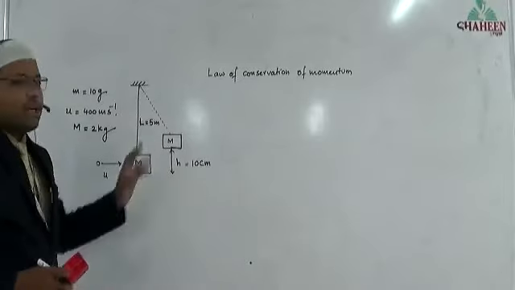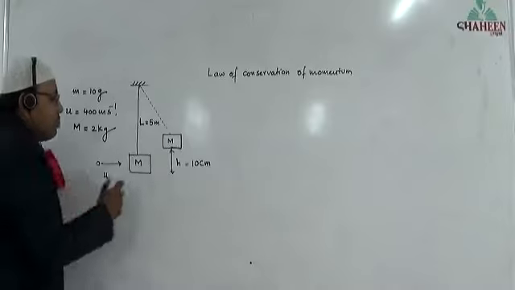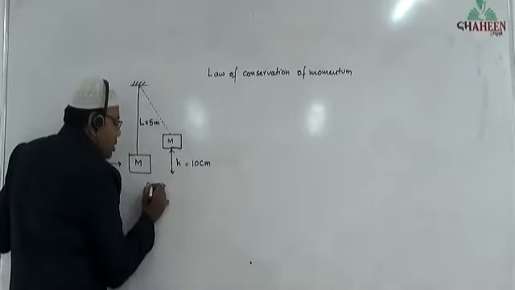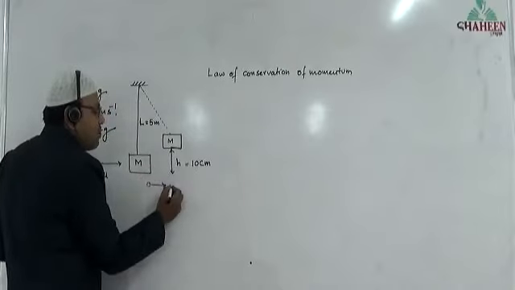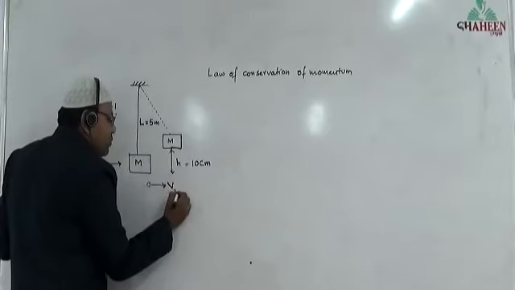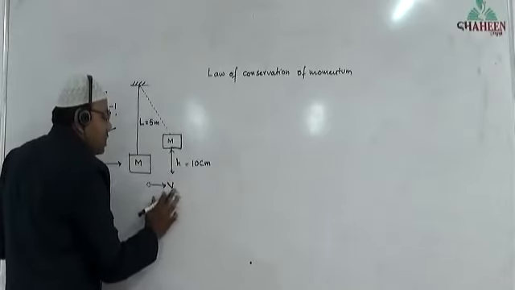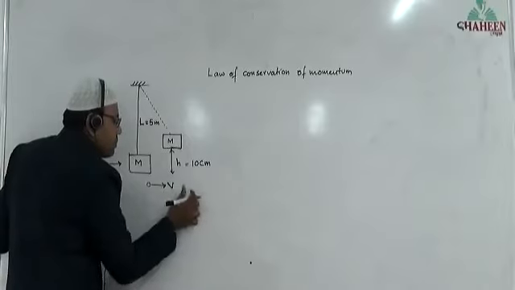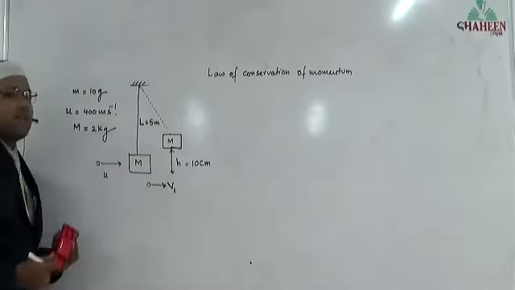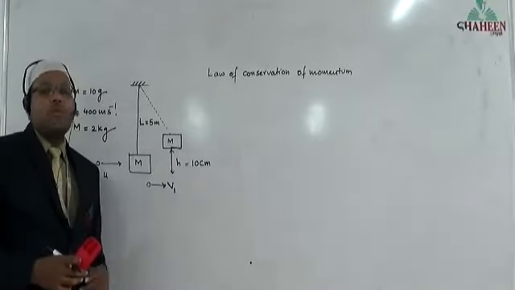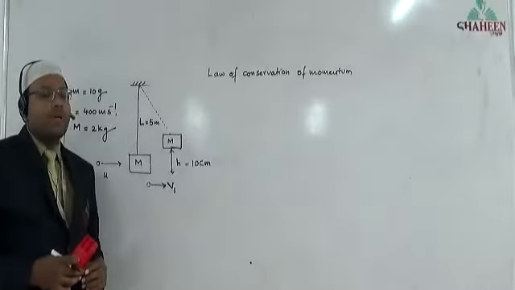It is rising up 10 centimeter, but the bullet is not inside the block. The bullet is coming out after striking it. Suppose the velocity we need to calculate is V1. V1 is the velocity of the bullet when it emerges out, that is immediately after the collision.